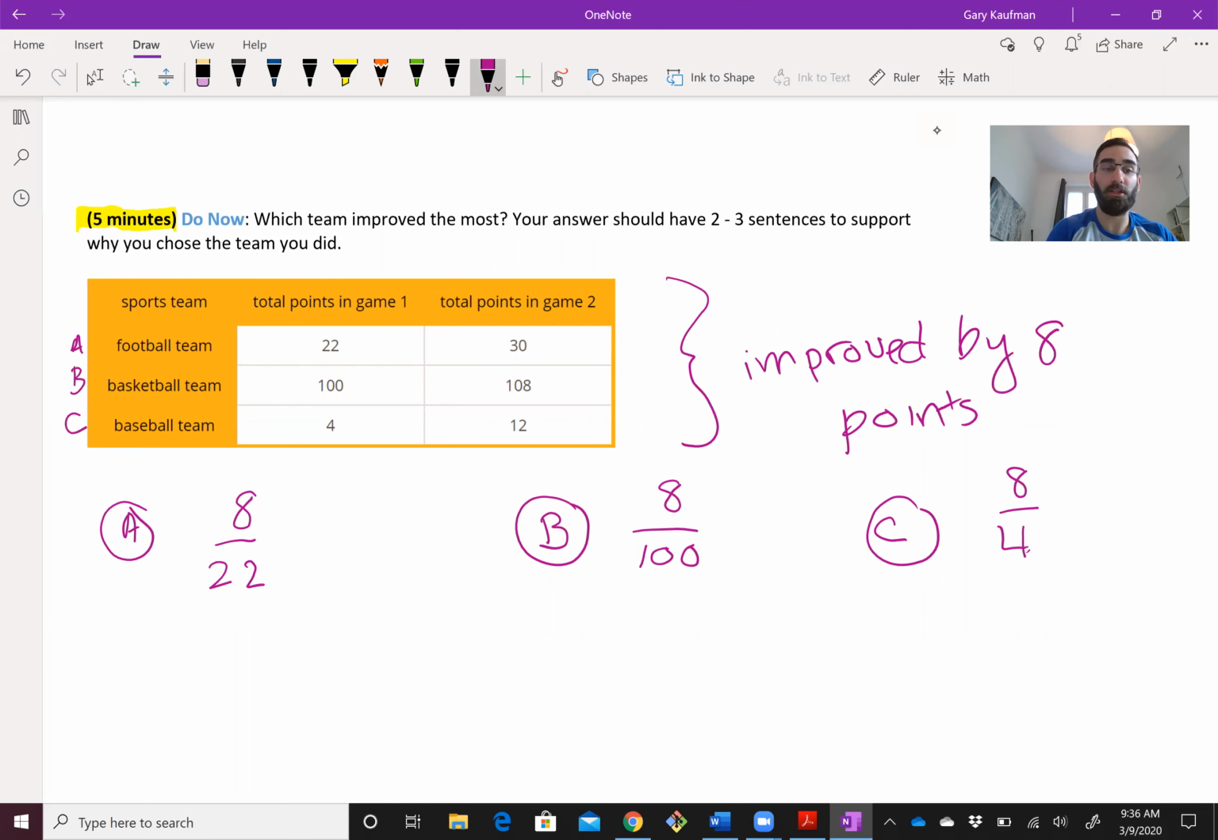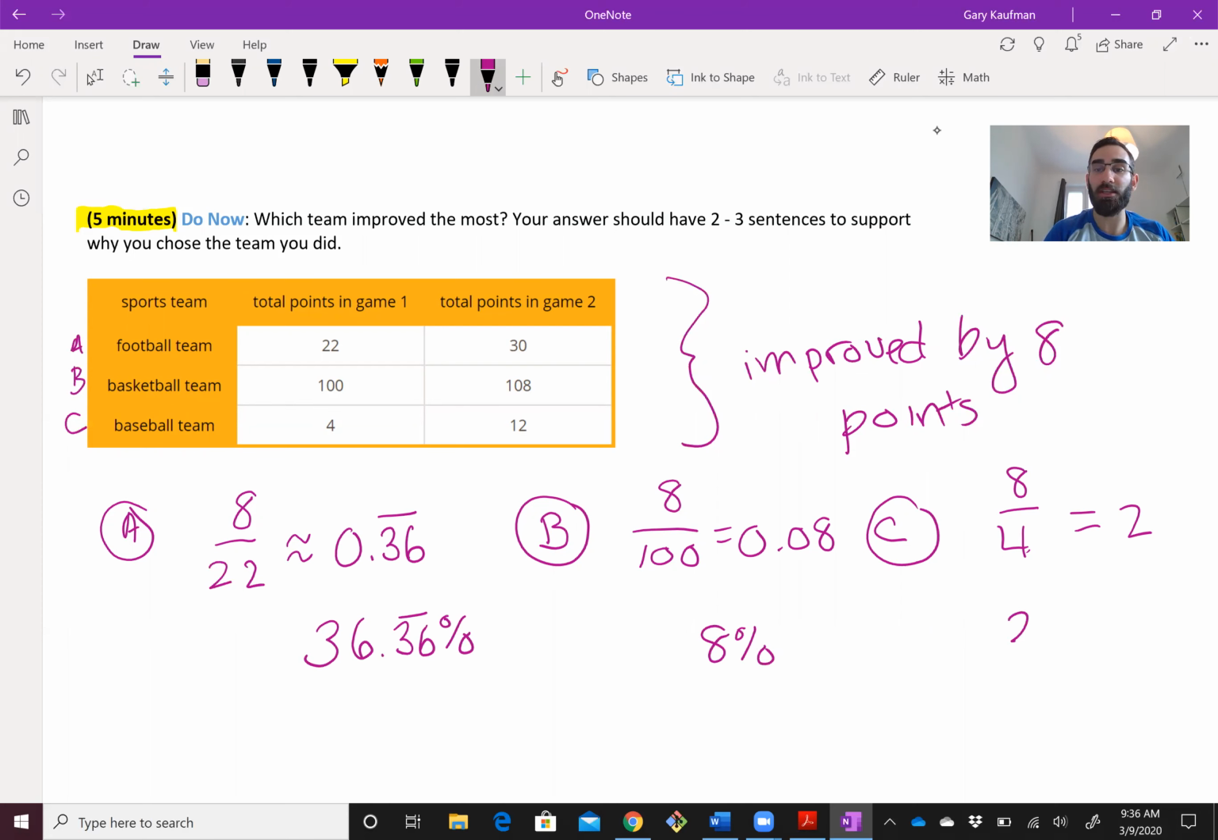Now, I'm going to turn this into percentages. So this 8 divided by 22 is 0.36 repeating. This is 0.08, and this is 2. To get from decimals to then percentages, I multiply by 100. So this is a 36.36 repeating percent. This is an 8%, and this is a 200%. So which team improved the most? Well, the baseball team, a 200% increase.